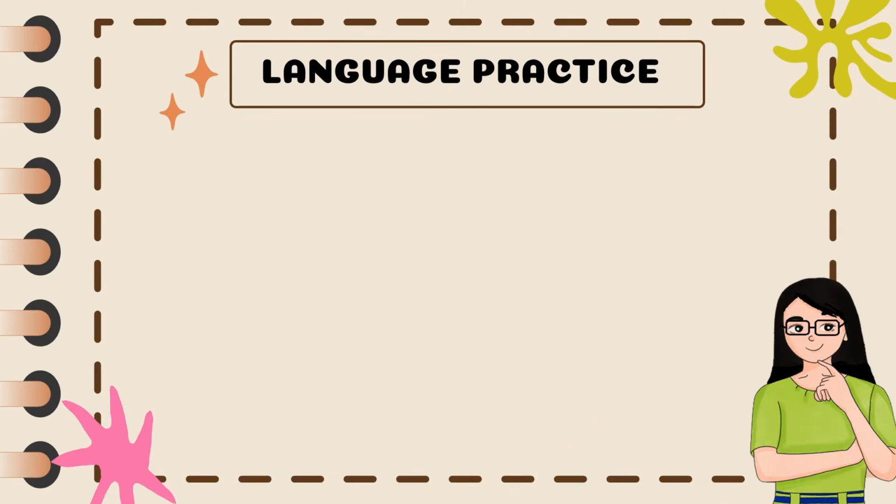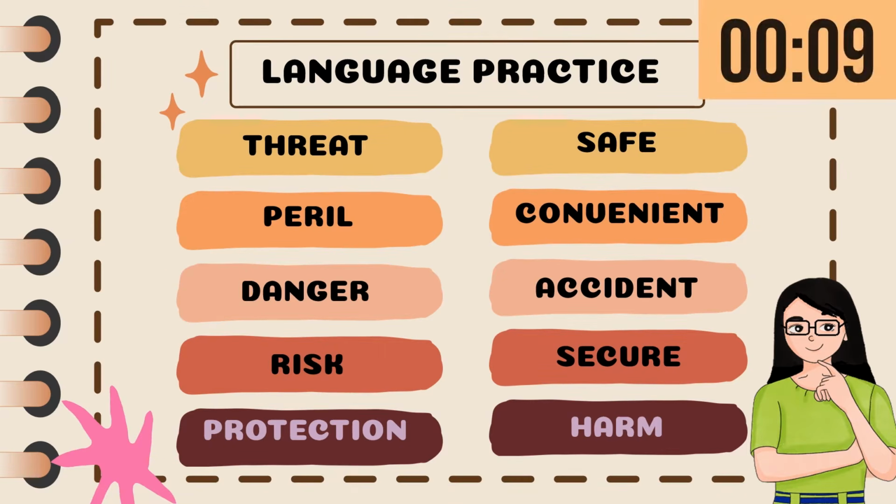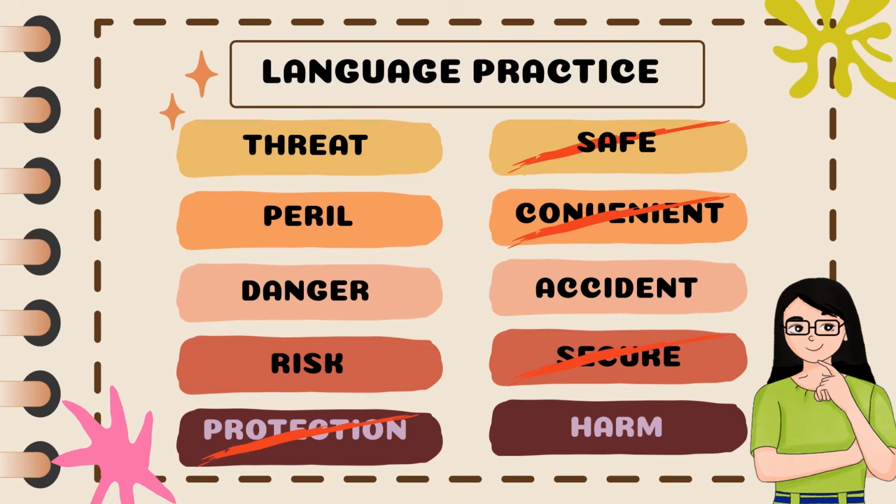Let's do some language practice related to our lesson. From the pool of words below, group the words that are synonymous with hazard. We have threat, peril, danger, risk, protection, safe, convenient, accident, secure, and harm. Let's check your answers. The words that are synonymous with hazard are threat, peril, danger, risk, accident, and harm.